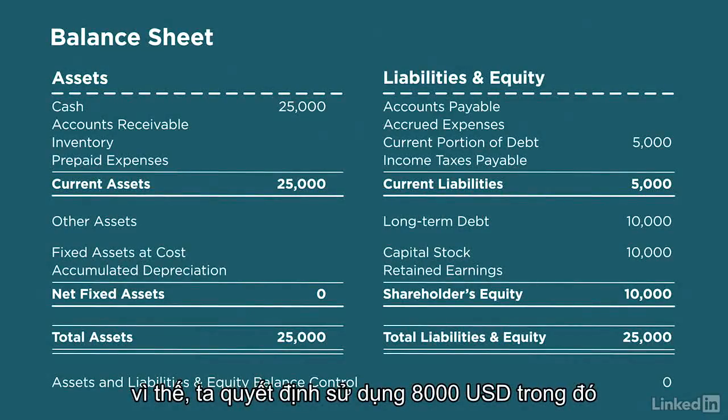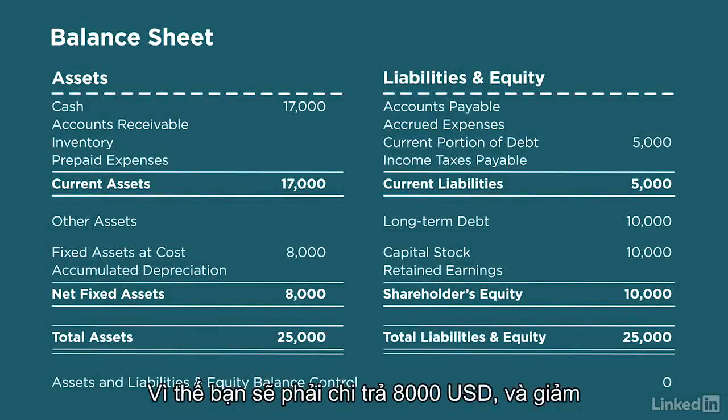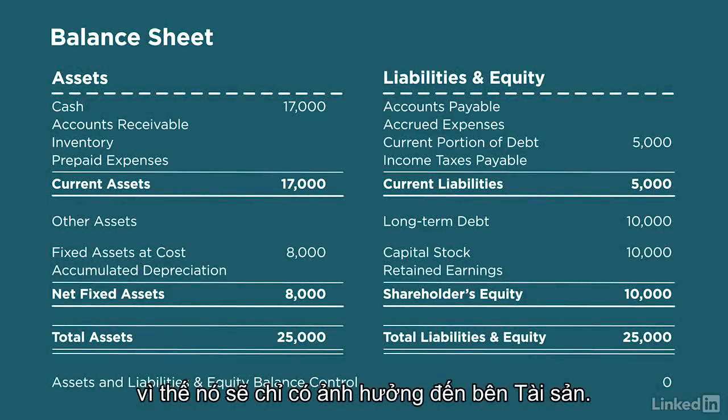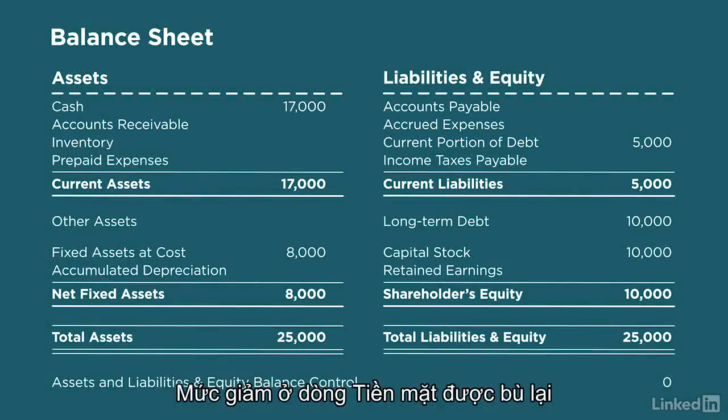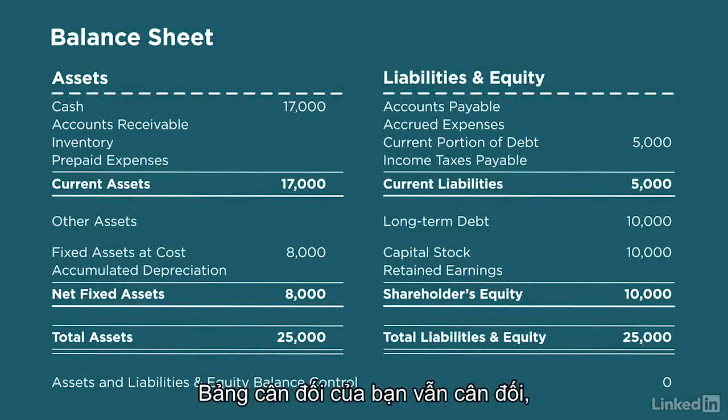You therefore decide to use $8,000 of that money to buy a piece of machinery. You therefore pay those $8,000 and reduce the cash category by that amount. Here, you use it to buy an asset. You therefore impact only the asset side of things. The reduction in cash is here offset by an increase of the net fixed assets category. Your balance sheet is still in balance.